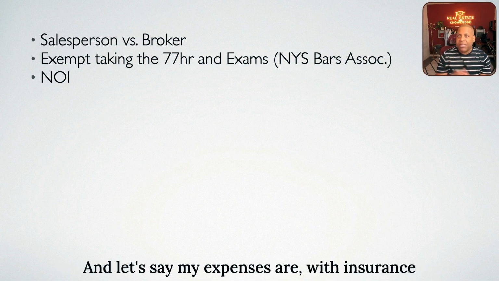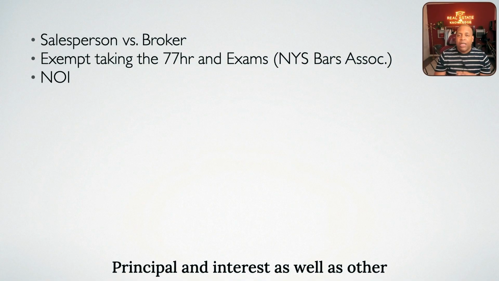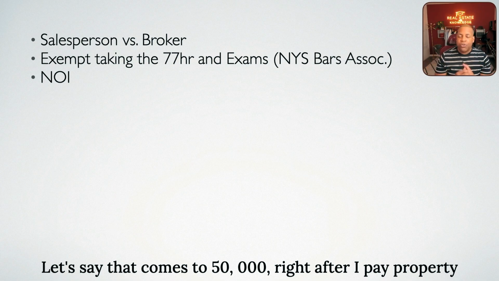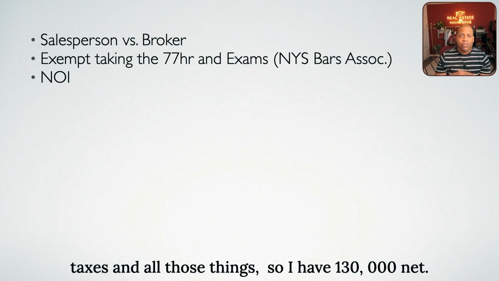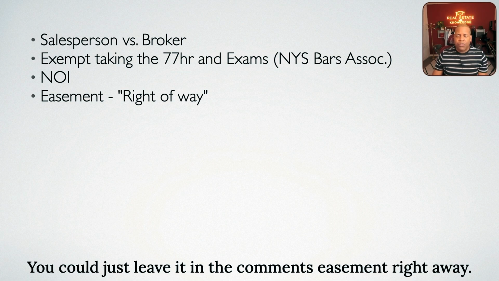And let's say my expenses, with insurance, debt to income, which we're going to talk about, principal and interest, as well as other expenses, insurance and stuff like that, let's say that comes to $50,000, after I pay property taxes and all those things. So I have $130,000 net. That will be my net operating income. Again, any other questions, you can just leave it in the comments.